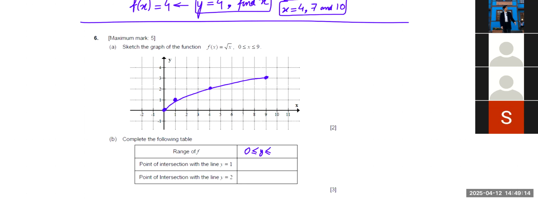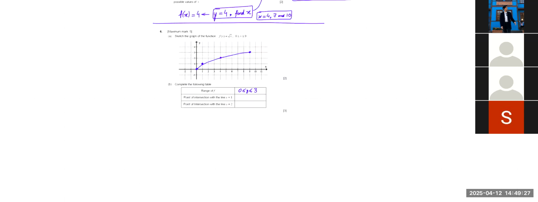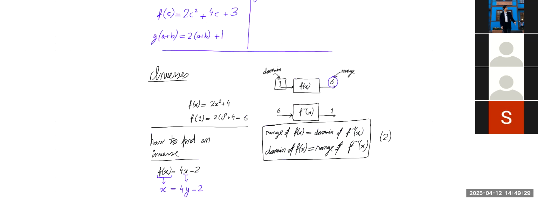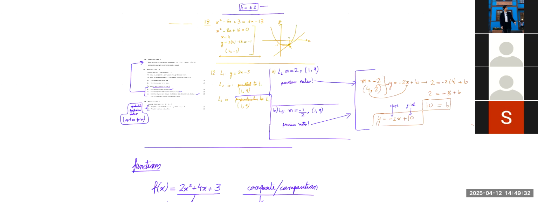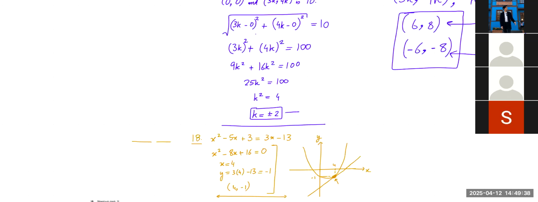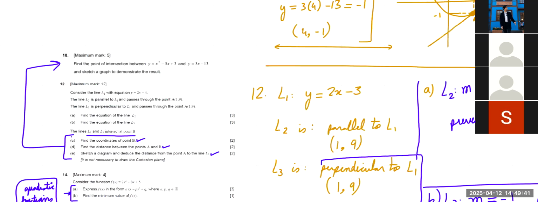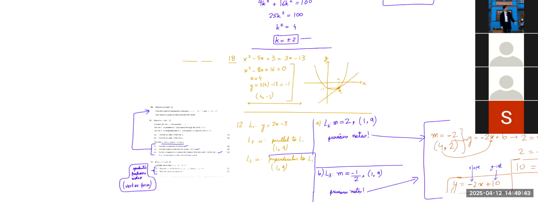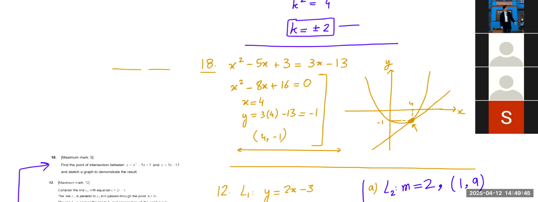Okay, exactly. So this is fun. Point of intersection with the line y equals 1. How are you supposed to do this? Look, as I said, I think I told you in this class earlier that if you are ever asked to find the intersection of two lines, where is it? Question 18 says, find the point of intersection between these two equations.